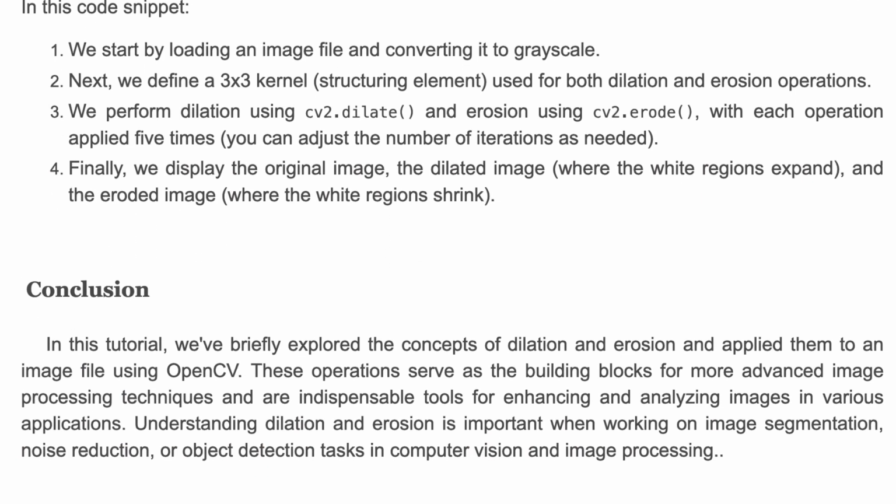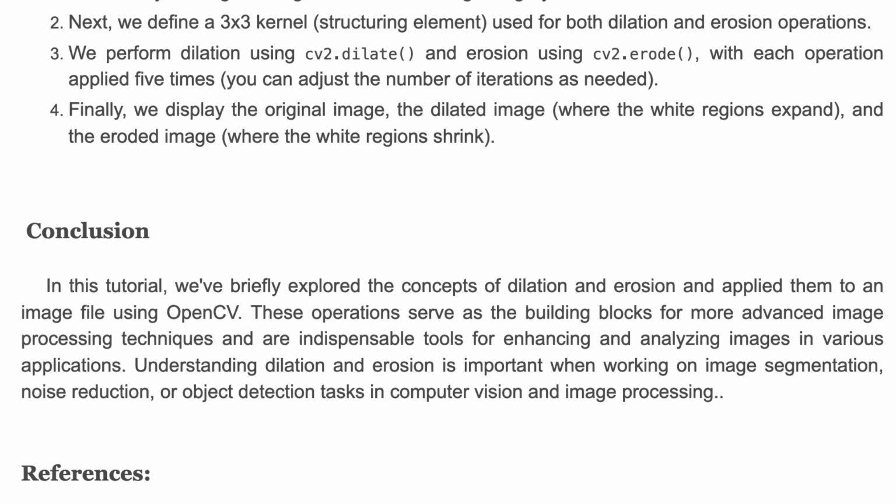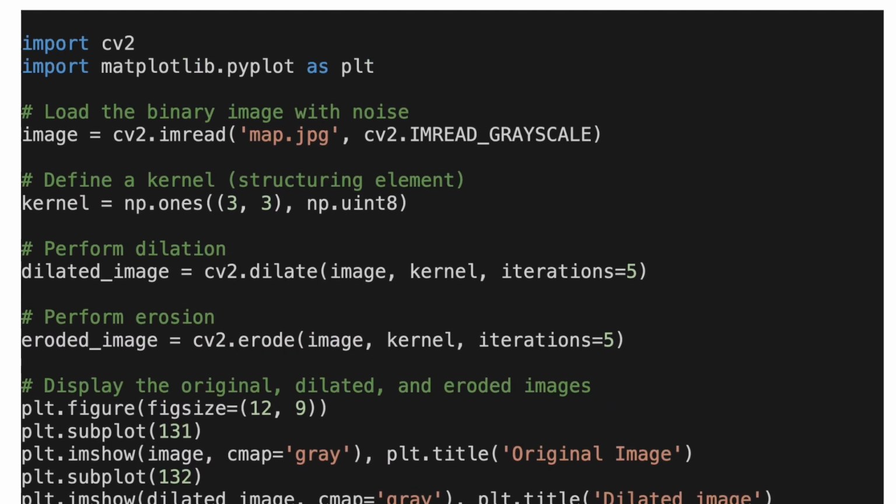In this tutorial, we briefly explored the concepts of dilation and erosion and applied them to an image file using OpenCV. These operations serve as building blocks for more advanced image processing techniques and are an indispensable tool for enhancing and analyzing images in various applications. Understanding dilation and erosion is important when working on image segmentation, noise reduction, or object detection tasks in computer vision and image processing. That's it for this tutorial. In this tutorial, we briefly learned how to use dilation and erosion functions in OpenCV.